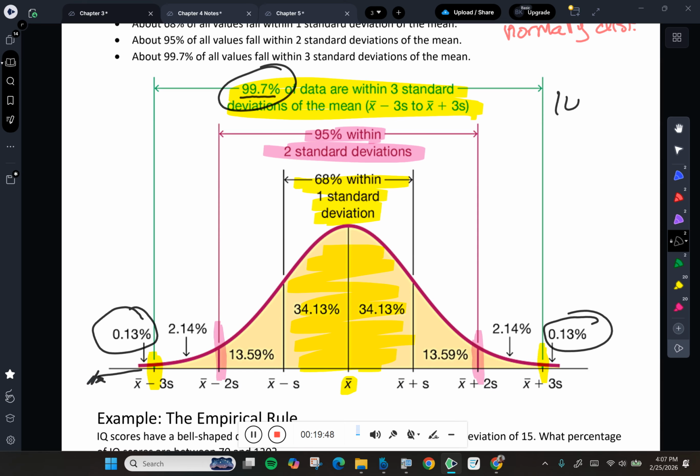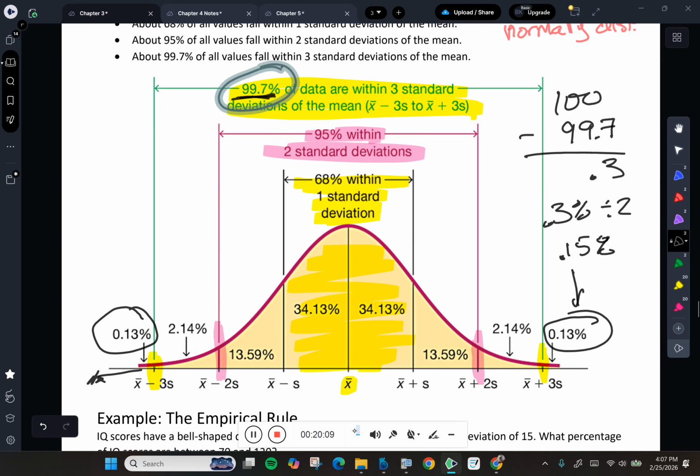Because if I do 100 minus 99.7, I get 0.3%. And if I take that 0.3% and I divide that by 2, I get 0.15%. So this out here really should be 0.15% if I trust that 99.7, right? So when you're looking at these, know that these numbers are accurate, but they're approximations as well. They've been rounded to work. On this image right here, these numbers down here are the most accurate.